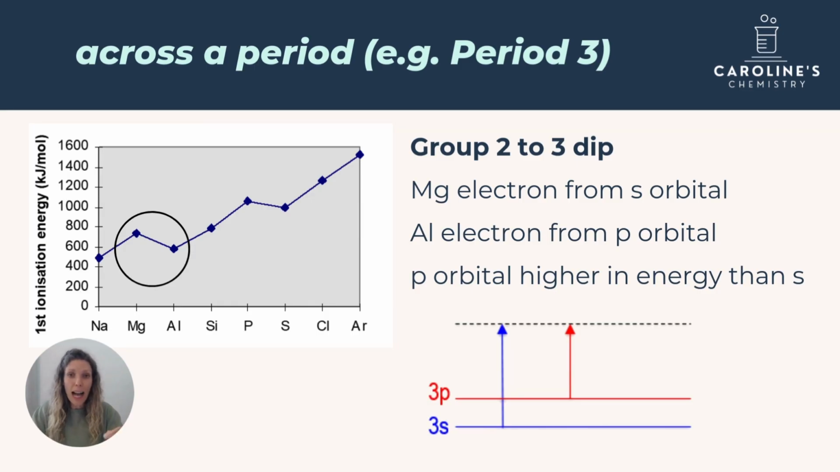However, if you look at aluminium, which is the next element on, so it has one more proton and one more electron, its electron structure is 1s2, 2s2, 2p6, 3s2, 3p1. So the electron being removed is from a 3p orbital. Now that's important. The electron being removed is from a p orbital rather than an s orbital. And p is higher in energy than s, which means that it requires less energy to remove.